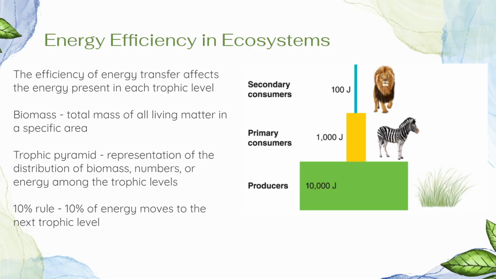The efficiency of energy transfer affects the energy present at each trophic level. Biomass is the total mass of all living matter in a specific area. A trophic pyramid is a representation of the distribution of biomass, numbers, or even energy among the trophic levels. The key concept here is the 10% rule, which states that only about 10% of the energy from one trophic level moves to the next. The rest is lost as heat. This is why there are far fewer top carnivores in an ecosystem compared to producers.